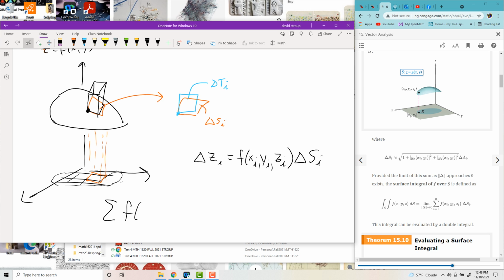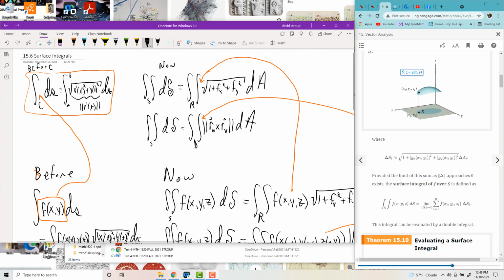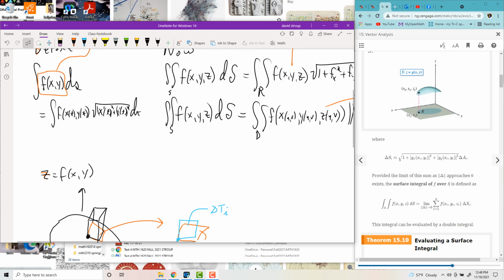Okay, so we'll have the sum of these f of x sub I, y sub I, z sub I, change in s sub I, and as the limit of the norms goes to 0, you'll get the integral du jour, the double integral over the surface S of f of x, y, z. Okay, and what I'm saying is it's basically very similar to what you did before with an integral of a function over a curve in maybe the xy plane.